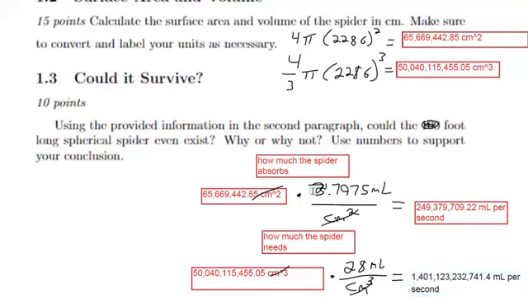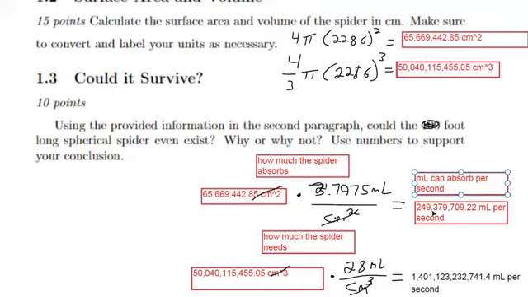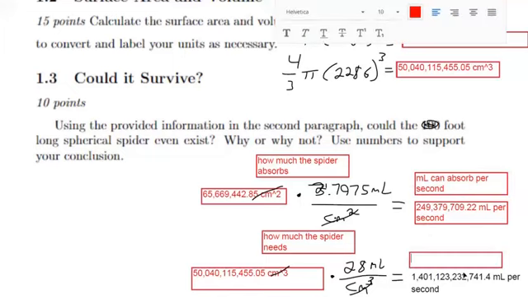So this is the surface area. That's how much oxygen this creature can take in, right? So this is how many milliliters per second this theoretical creature can absorb. It's in the millions. According to its volume, it needs 1,401,123,000,000, a huge amount of milliliters per second because of its large volume. So the surface area isn't enough to sustain the body of this creature.